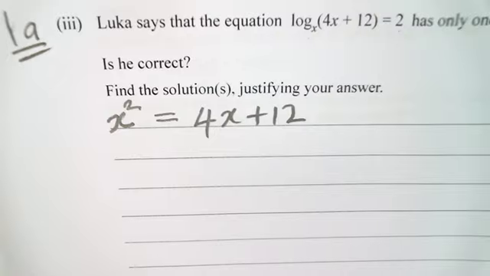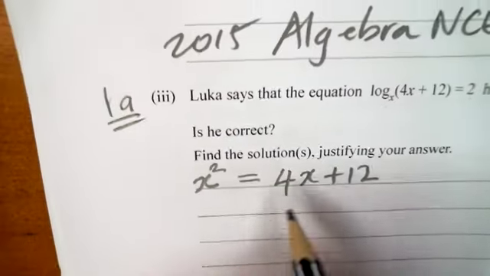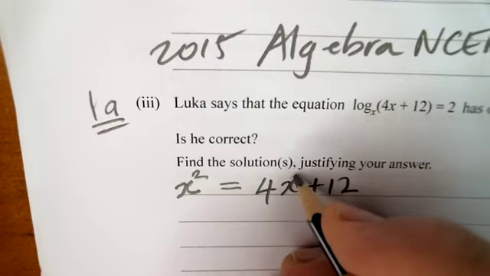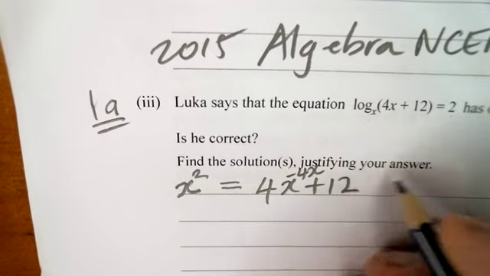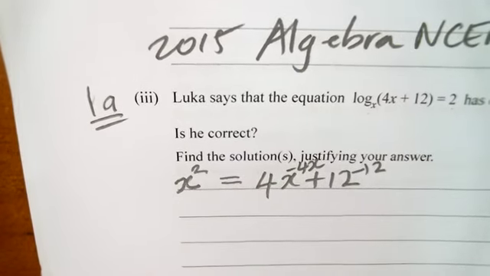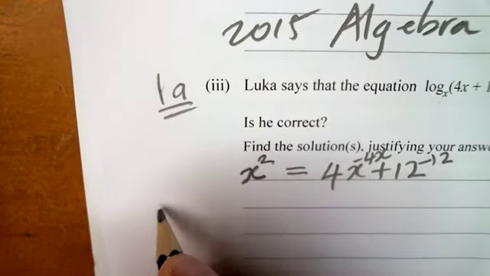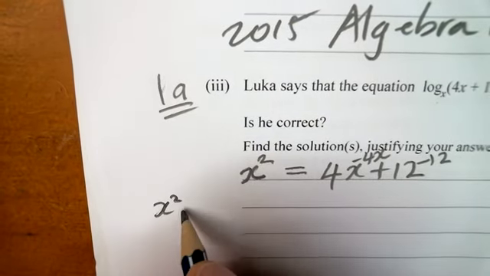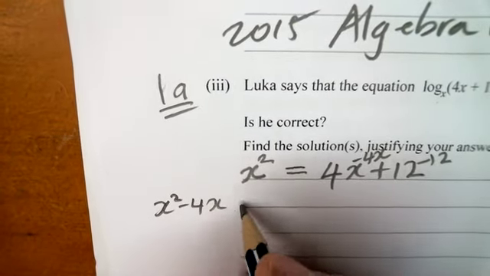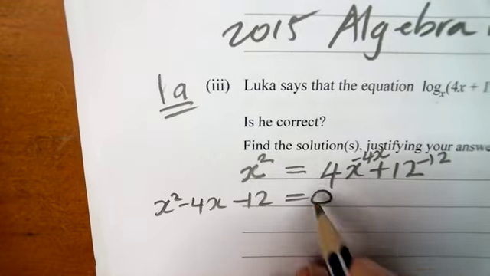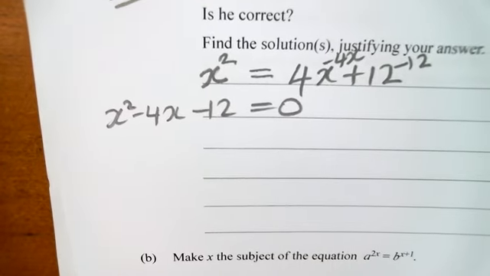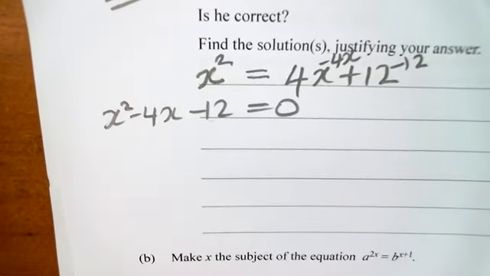Now, straight away, you might suspect we've got a quadratic equation, so I'm actually going to turn this into a quadratic equation, and I'm going to do this by subtracting 4x from this side and 12 from this side. When I do that, I'm going to end up with x squared minus 4x minus 12 is equal to 0. So now, simple matter really of factorizing this.